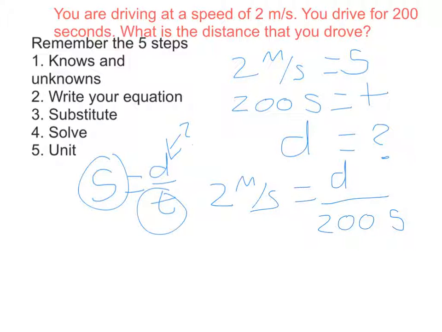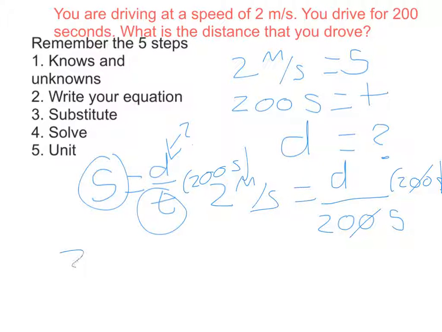Now I need to use my math skills. So now I'm at step 4 where I'm going to solve. To solve this out, I need to multiply each side by 200. So I need to multiply 200 seconds times 200 seconds on both sides. I need to multiply both sides by 200 seconds. I'm kind of running out of space here on my iPad. Cross those out because they cancel each other. I'm going to multiply this side by 200 seconds.